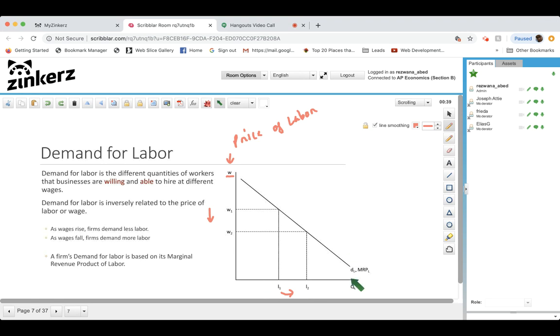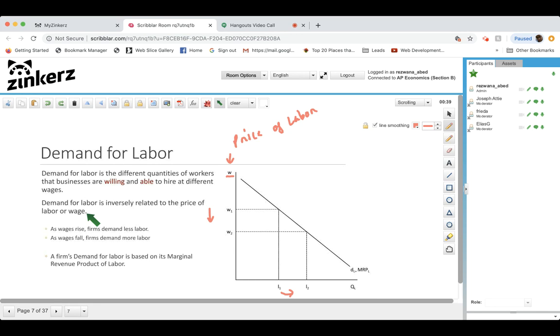Okay, so what is the quantity demanded? The quantity demanded is the number of workers, right? Quantity demanded of labor. So basically, there is an inverse relationship between the price of labor and the quantity demanded of labor. Okay, that makes intuitive sense to us, right?